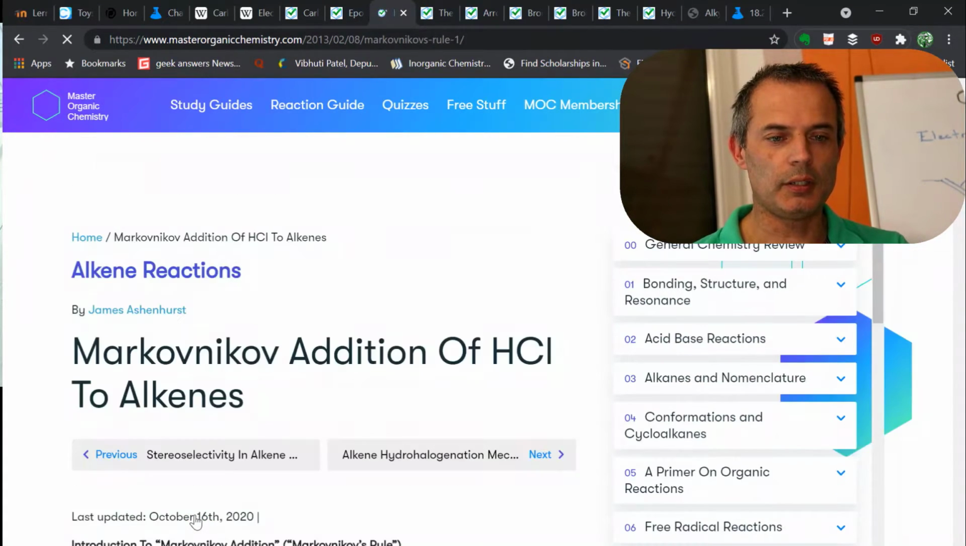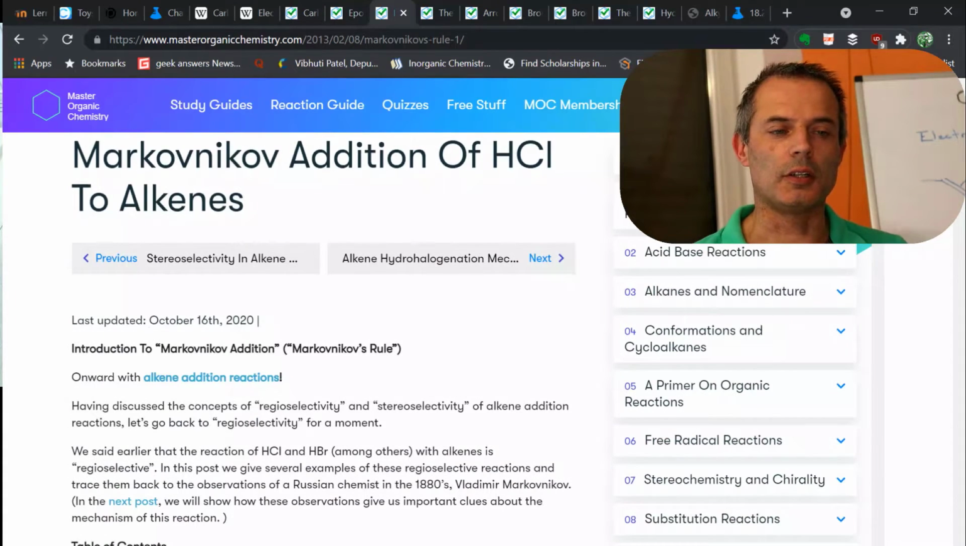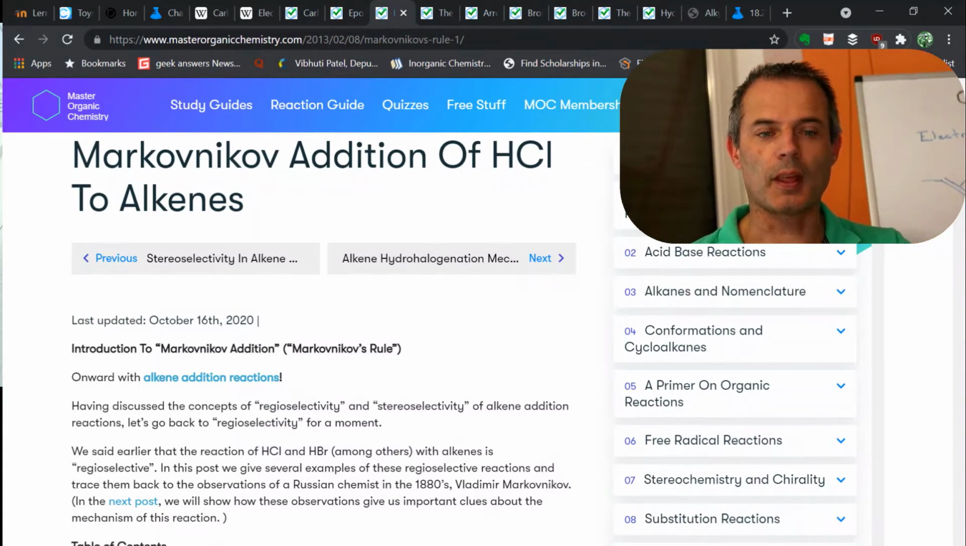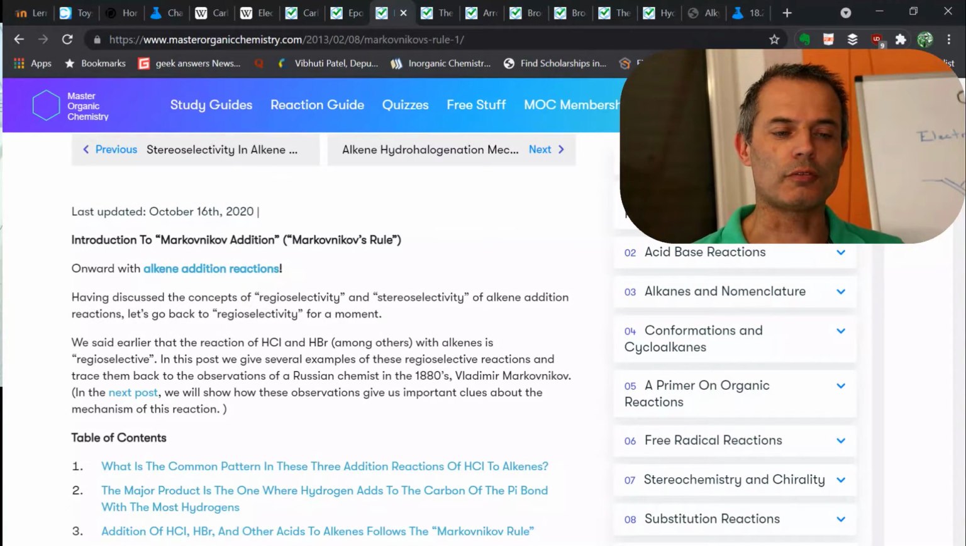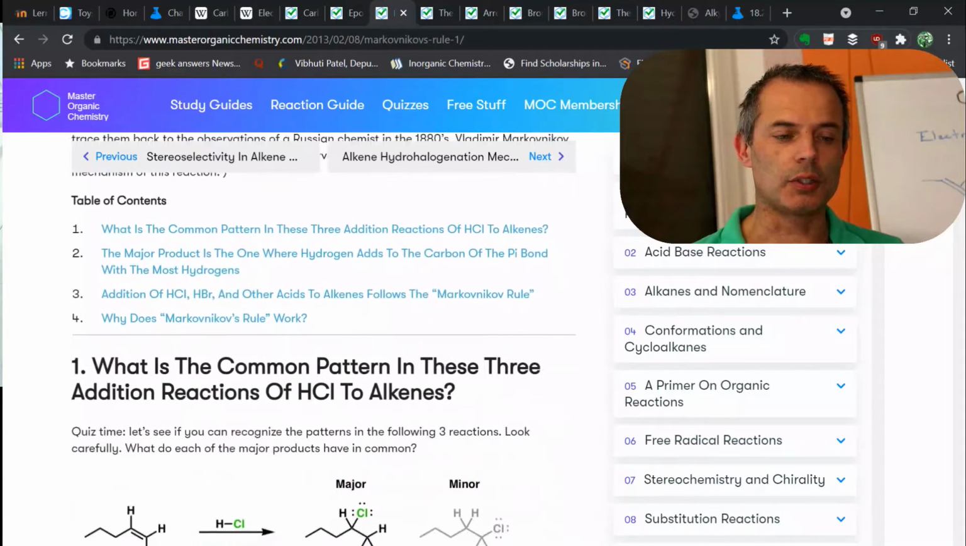Going to the next page without stopping, we can see this thing called Markovnikov Addition. Markovnikov is a person's name, obviously, and it's the name of a rule that says if we add hydrogen and something else to an alkene, then we will typically end up with the hydrogen on one of the carbons, and we can decide which one that is going to be. It's going to most often be on one of them. So this is saying what's the most common pattern. So let's have a look, see what it is.